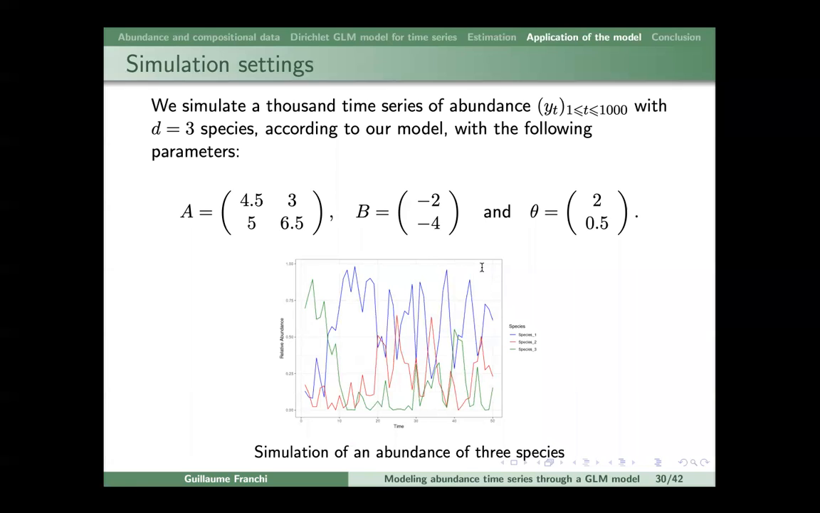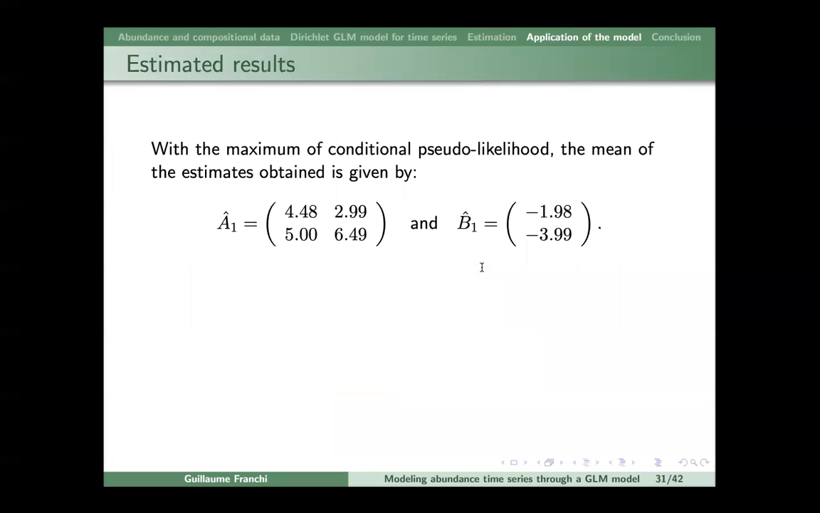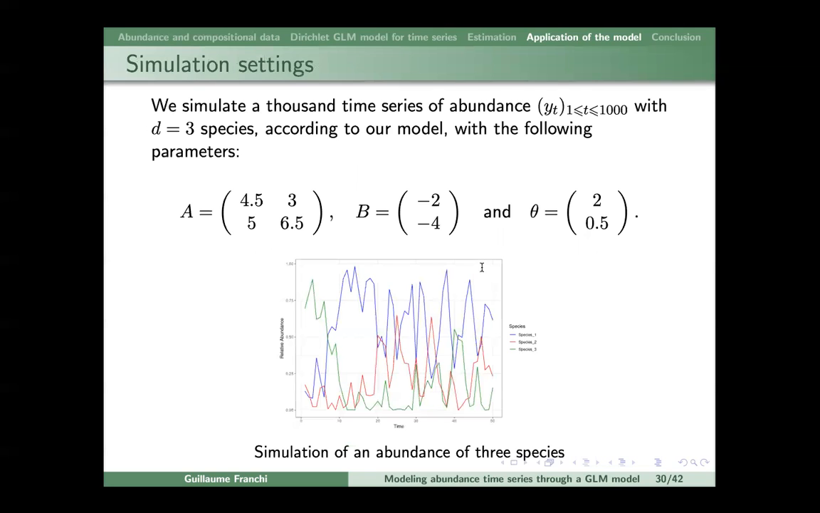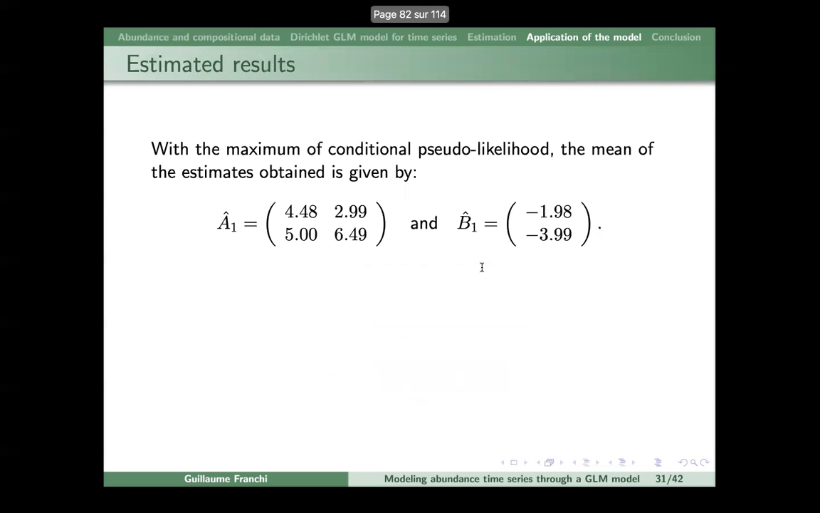And if I take the maximum conditional pseudo likelihood, I obtain these estimates. This is the mean of the estimates of the 1,000 simulations. And as you can see, it's very close to the true value. It was 4.5, 3, 5, 6.5. It's very close, and for B it is the same.